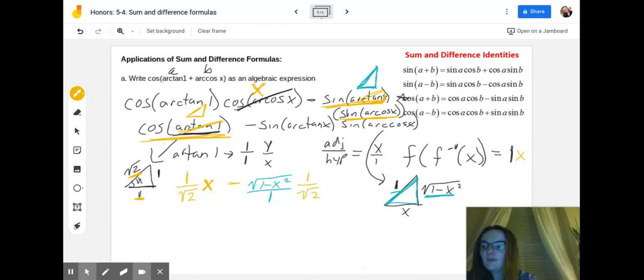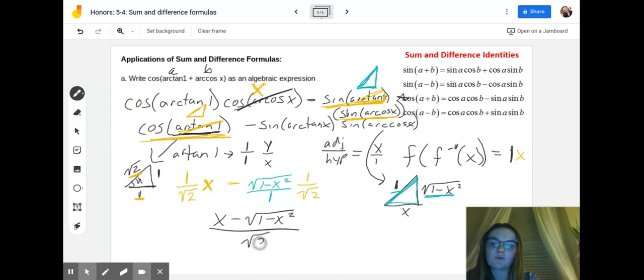All right. So if I want to simplify this, it looks like I have a common denominator of radical 2. So what I'm going to end up getting is, in the numerator, x minus the square root of 1 minus x squared, all over the square root of 2.